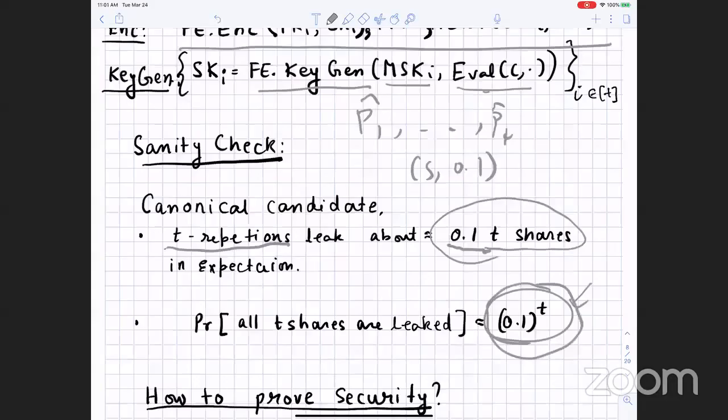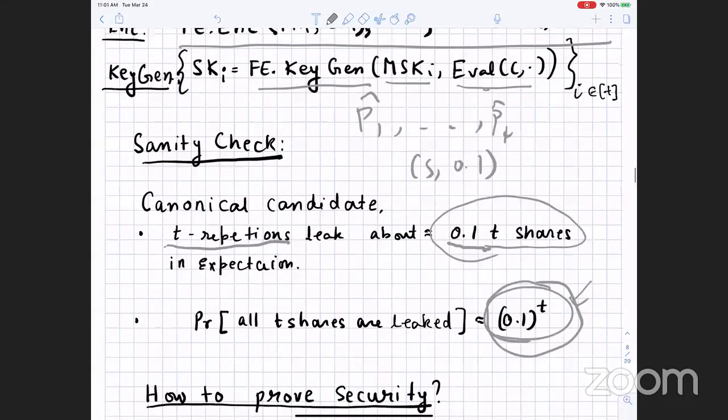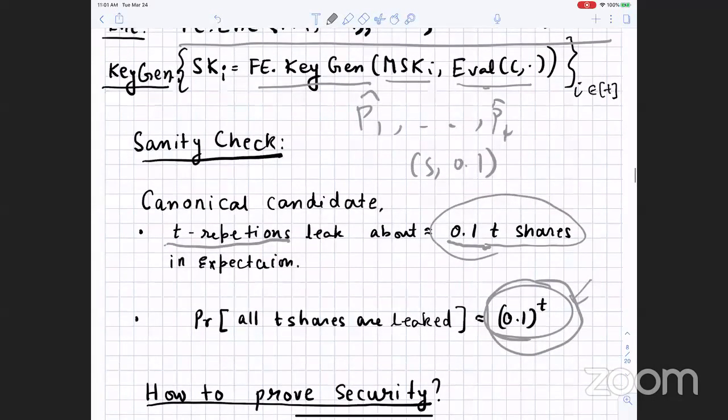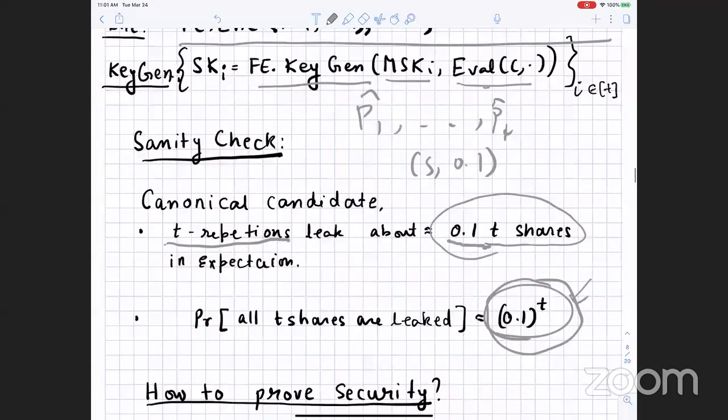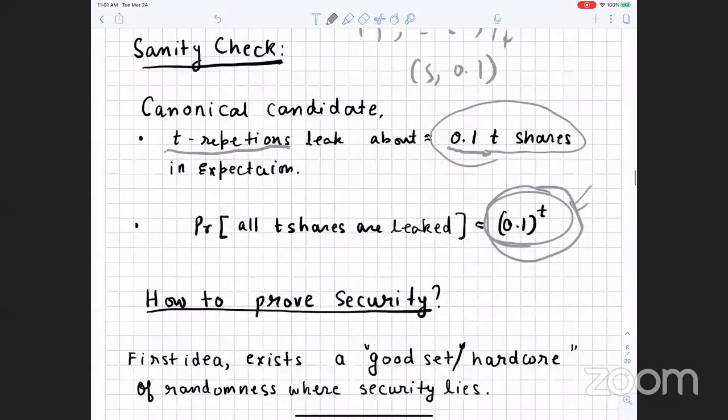But this was about a very particular candidate that I told you about, the one which has a very nice structure. How do you prove security in general? And that's really the question that I want to answer in the next few minutes, in the next part of my talk. So Ayush, one more question, if I may.